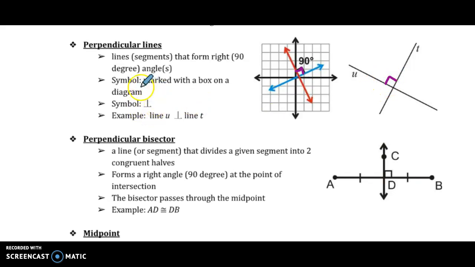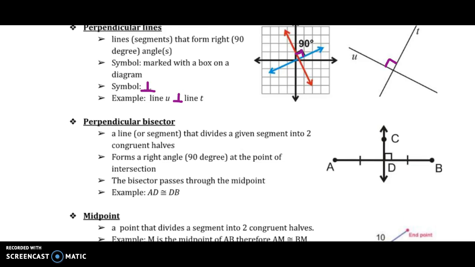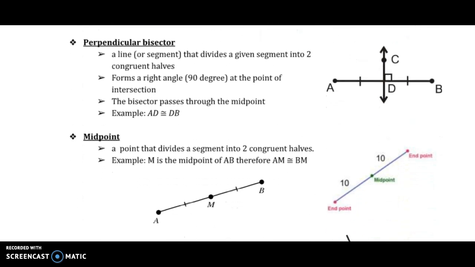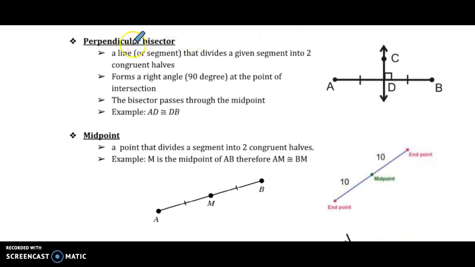This symbol that you'll see if it's communicated, which means perpendicular, is this upside down T symbol. And for example, if we wanted to communicate line U is perpendicular to line T, we would put the perpendicular symbol in there. Remember from yesterday that we can label a line with a lowercase letter rather than points that fall on the line. Our next term is perpendicular bisector.